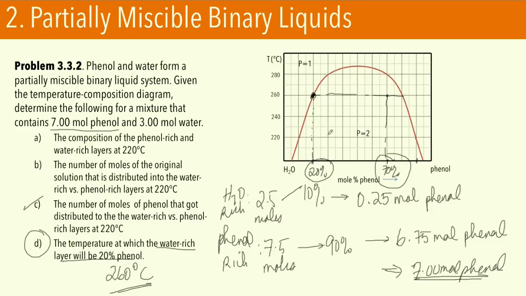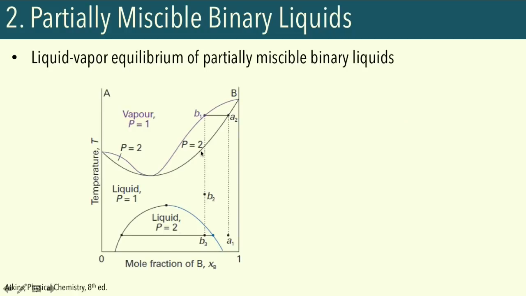Hopefully this problem helped you understand partially miscible binary liquid systems. Keep in mind this is very similar to our liquid-liquid-liquid ternary system in which we had partial miscibility between two of our components. Now that we're familiar with the partial miscibility of the liquid state in our binary liquid system, if we're going to be considering the liquid-vapor equilibrium for these types of systems, keep in mind that if we go beyond the critical temperature, we now have a completely miscible binary liquid system.